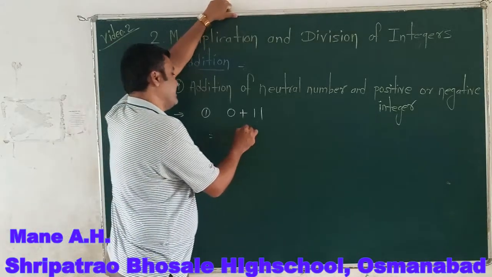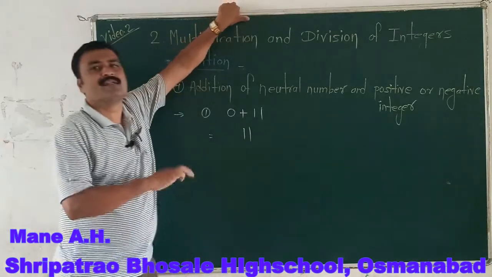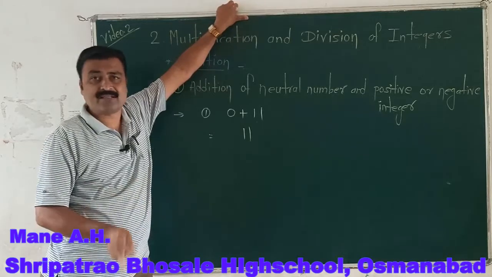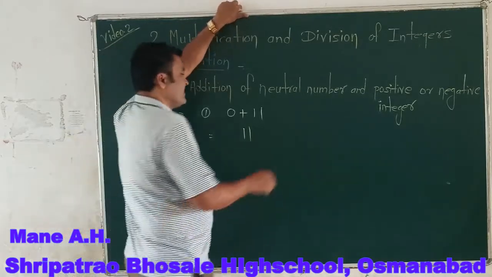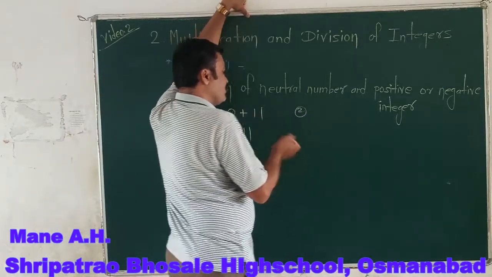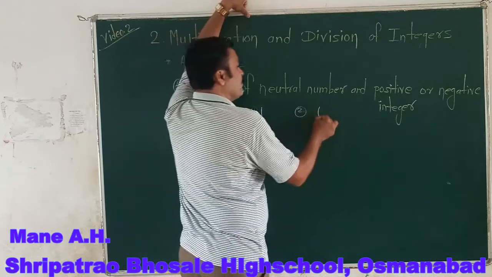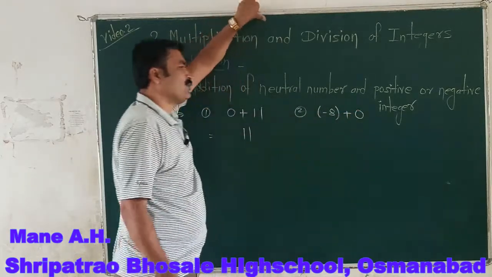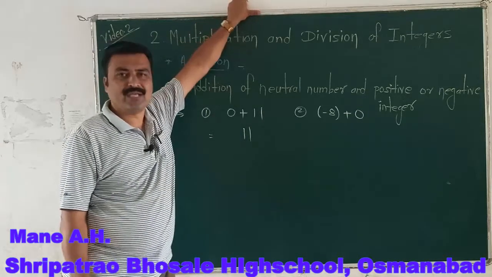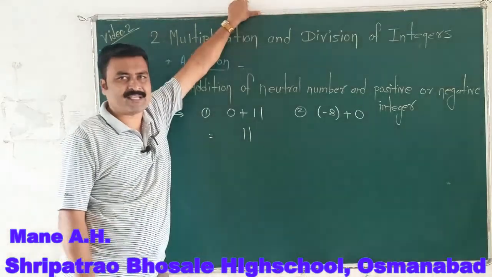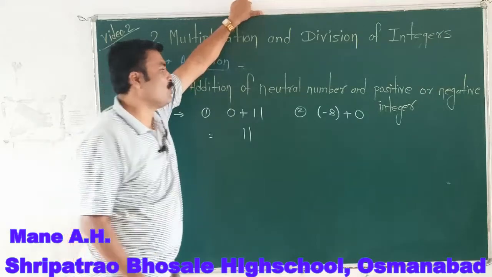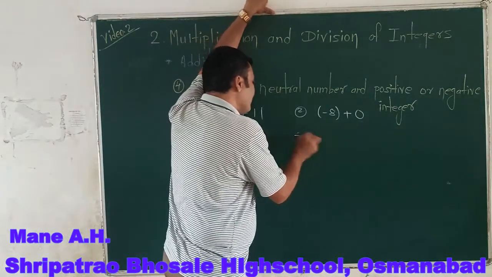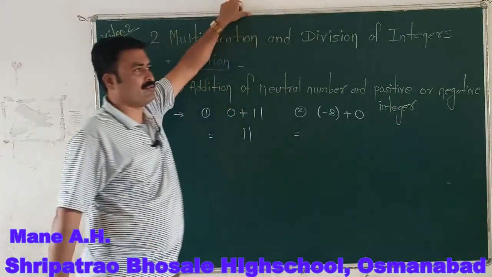So 0 + 11, the answer becomes the number as it is, 11, that is +11. Second example, instead of 0 first, now we take -8 + 0. Now we want to add 0 to a negative integer. Again the rule is the same: when we add 0 to any number, the number remains constant.